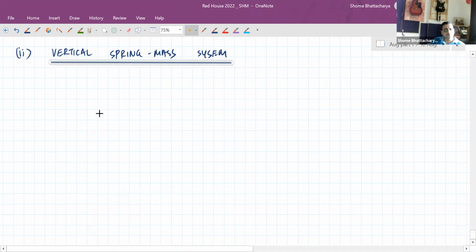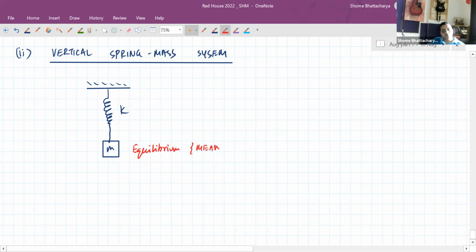So the difference between the vertical spring mass system and the horizontal one is the referencing of the equilibrium position. It is not the position at which the spring is at natural length. It's a position where the spring has a certain amount of stretch. So if this is our equilibrium position, or what in the language of SHM we call the mean position, then the spring has a certain amount of stretch over here.